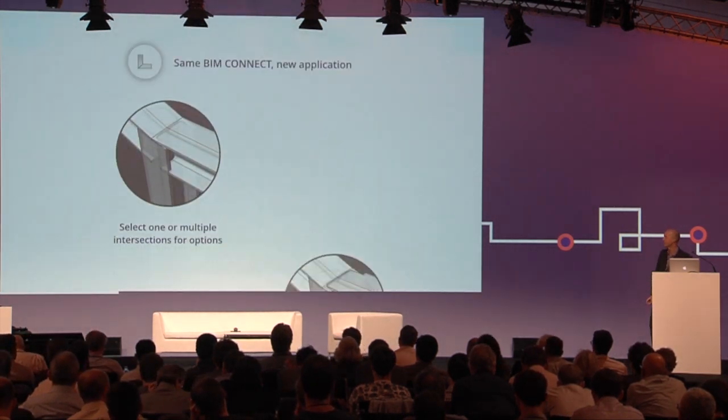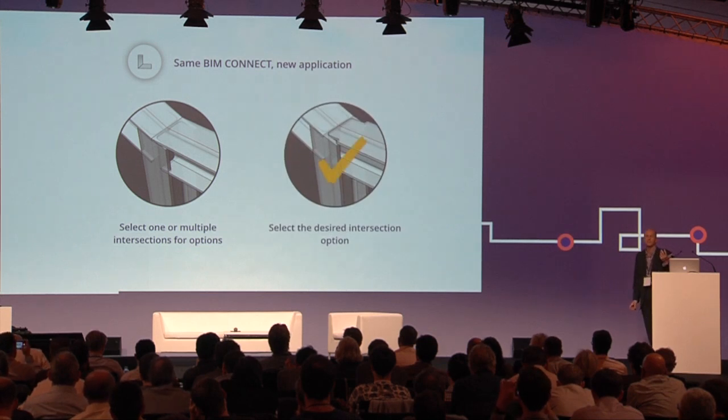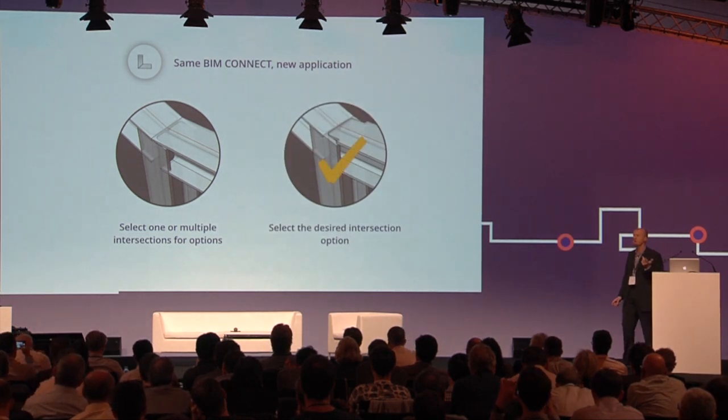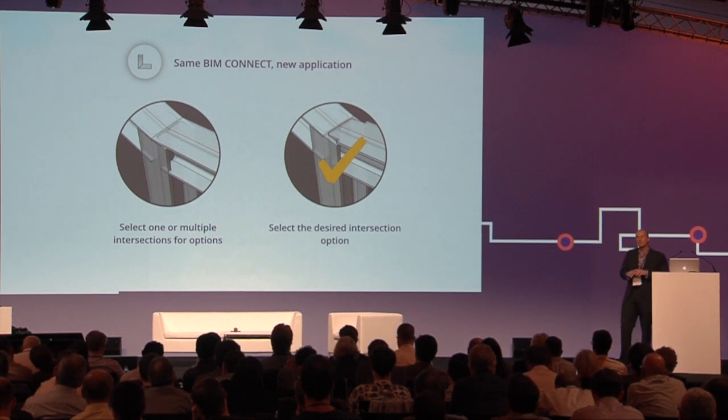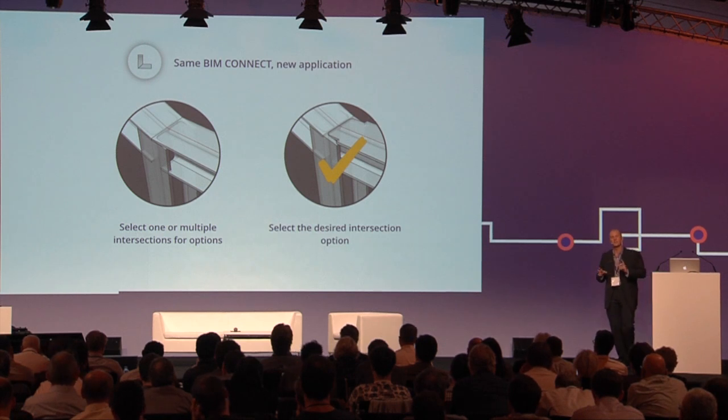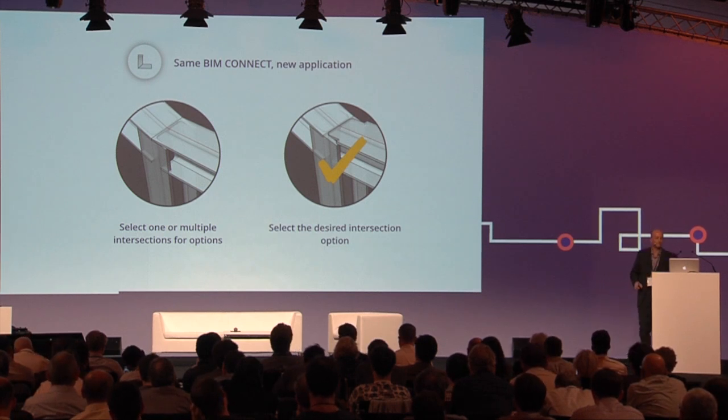And then BIM Connect. It's the same BIM Connect as it was. It's just got a new job that it can do now. So we select one or multiple intersections, and then we're able to look at the options provided and select the one that makes the most sense.